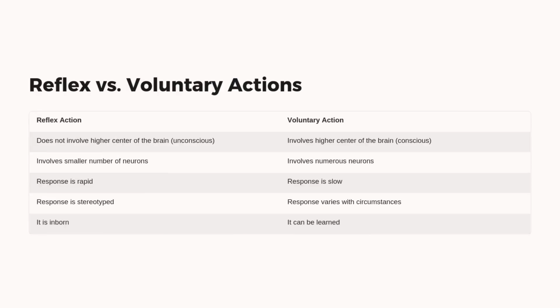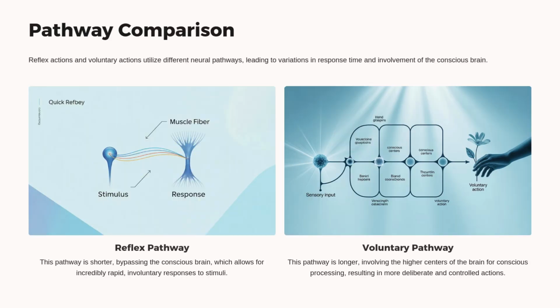Reflex versus voluntary actions. Reflex action: does not involve higher center of the brain, unconscious, involves smaller number of neurons, response is rapid, response is stereotyped, it is inborn. Voluntary action: involves higher center of the brain, conscious, involves numerous neurons, response is slow, response varies with circumstances, it can be learned.